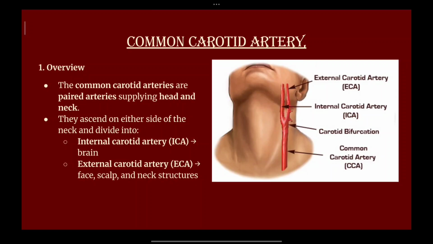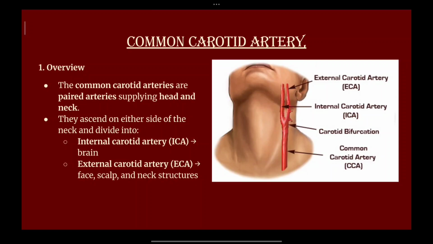So, the overview of the common carotid artery: it has paired arteries which supply the head and neck. Paired meaning on both sides of the head and neck, these arteries run along and give the oxygenated blood supply to the brain and the neck region. They ascend on either side of the neck and divide into the internal carotid artery and the external carotid artery. So you can see here there is a common carotid artery.